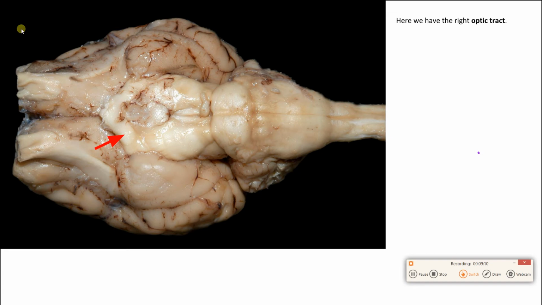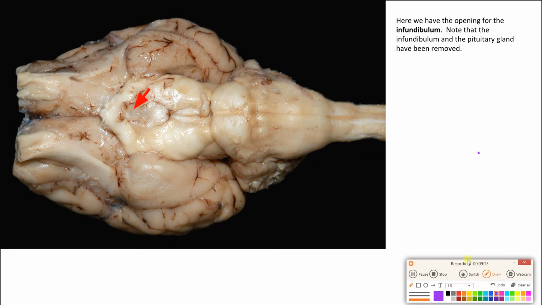Okay, we're moving our way posteriorly here. Let's keep on going. Just posterior to the optic chiasm, right here, there's a little tiny opening. It's hard to see. Little tiny opening right there where the infundibulum would attach. Recall that the infundibulum is what connects the hypothalamus to the pituitary gland. We don't see the infundibulum or the pituitary gland here, but we're going to know where they would attach.